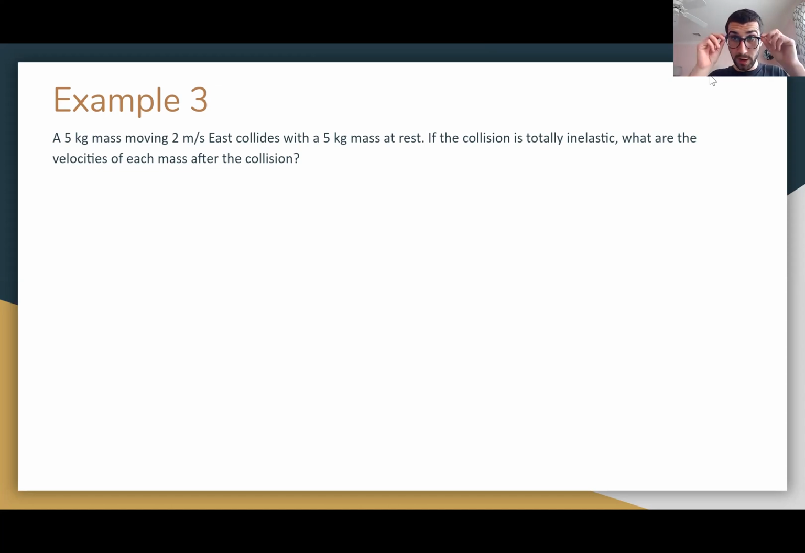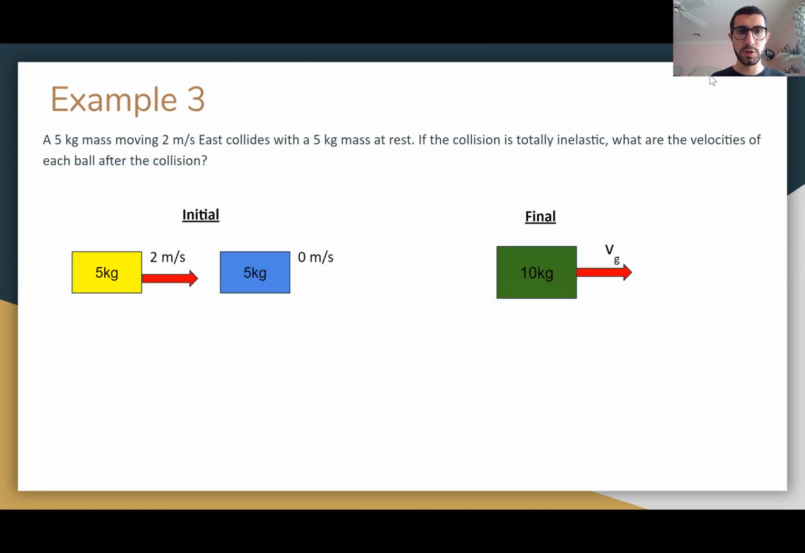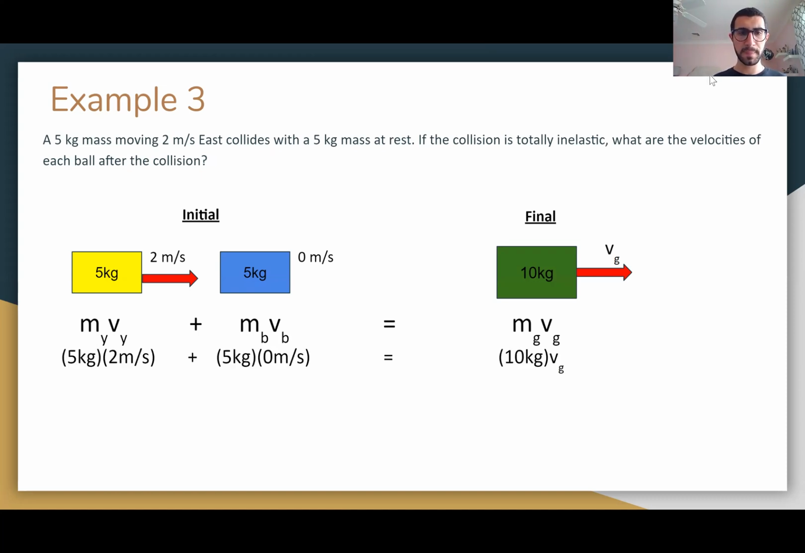So in order to do this problem, we have to remember the definition of a totally inelastic collision. So here I have a yellow mass and I have a blue mass, and they both combine at the end in a totally inelastic collision to form this green mass. And we want to know that velocity. So we do our conservation of momentum equations, and we plug in our numbers, and we learn that the green mass has a final velocity of 1 meter per second to the right.